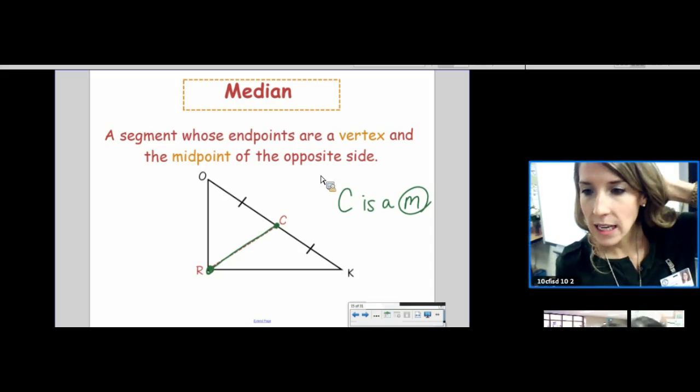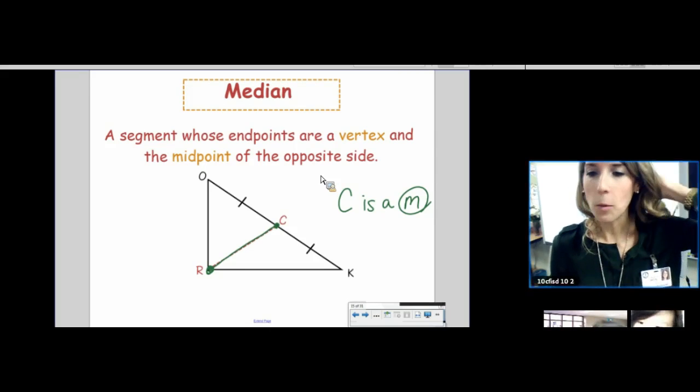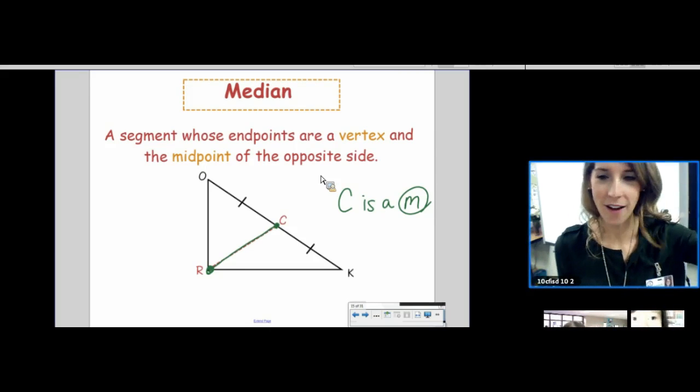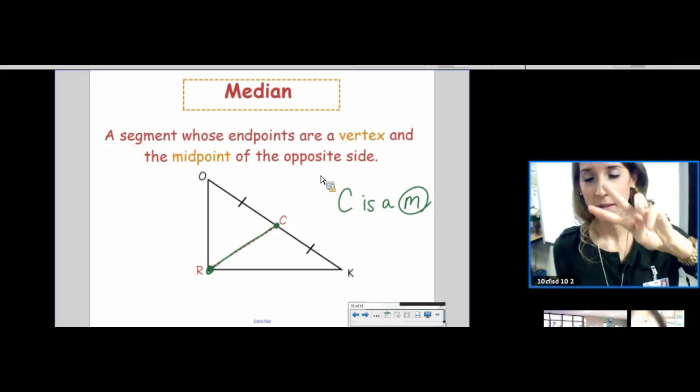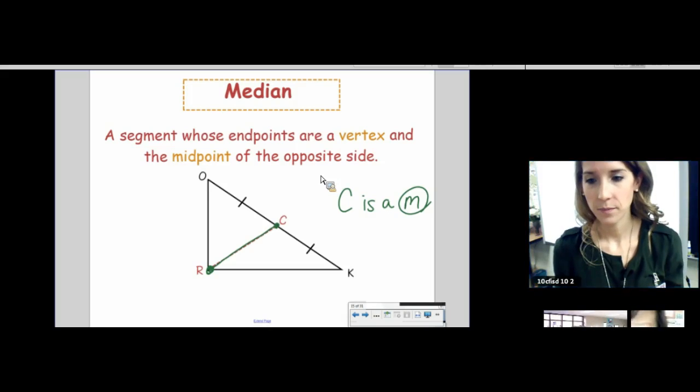Doesn't that mean that one line can be a perpendicular bisector and a median? Well, only in two special cases, Pranav, yes. A median could also be a perpendicular bisector, but only in two special cases.